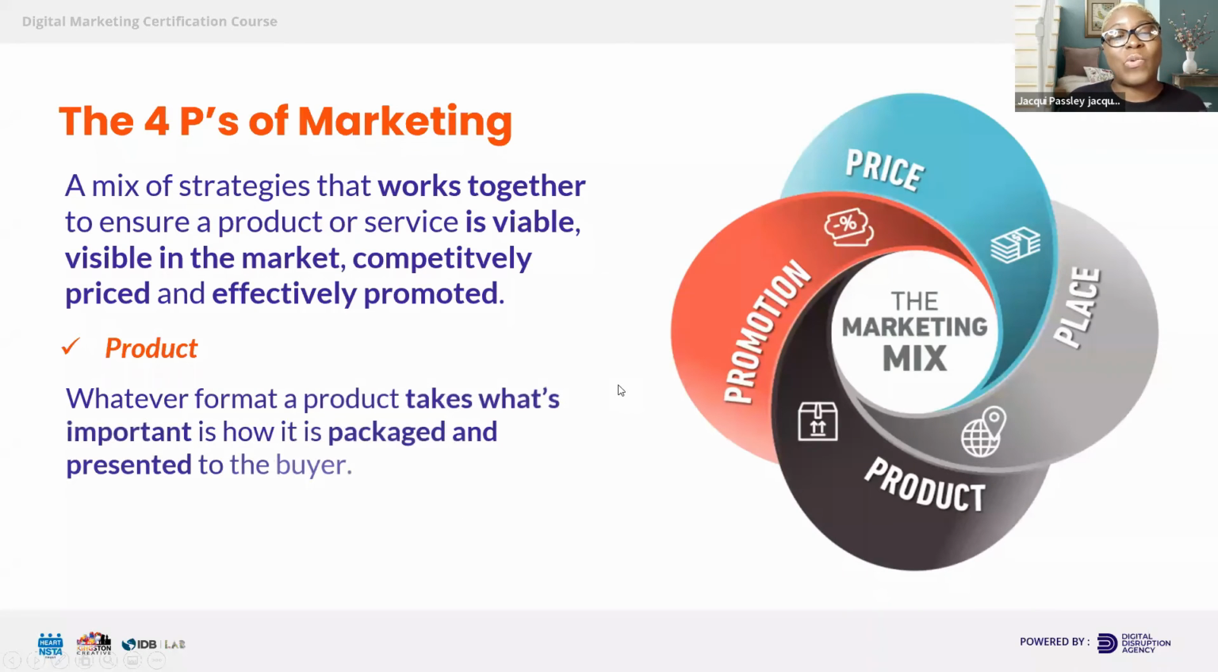So what I was saying is, whatever format a product takes, what's important is how it is packaged and presented to the buyer. Guys, one common mistake I see a lot of us make in the digital space is how we package our products. The package doesn't look so wonderful, and it kind of throws off the entire presentation.